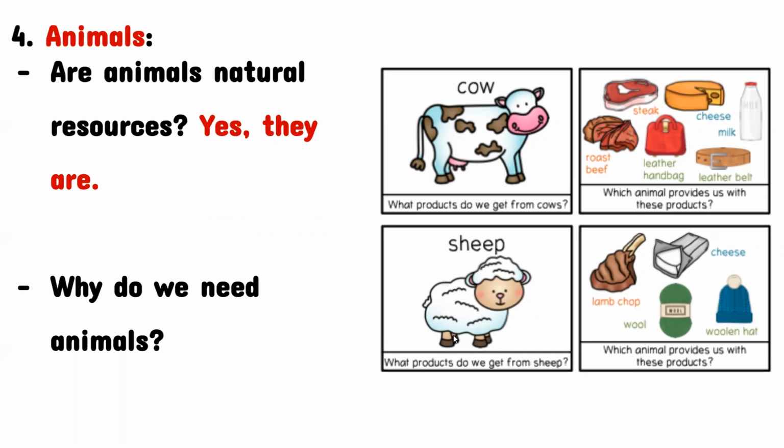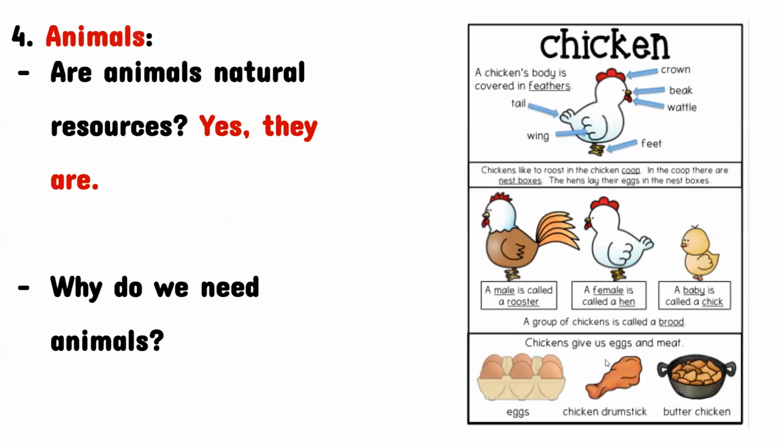And also sheep. Sheep is an example of an animal. And what products do we get from sheep? Okay, wool, cheese. And we can make clothes out of it. And also chicken, we take eggs from chicken. And what else?